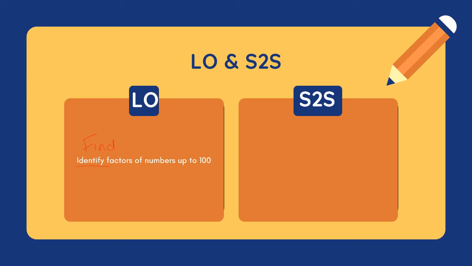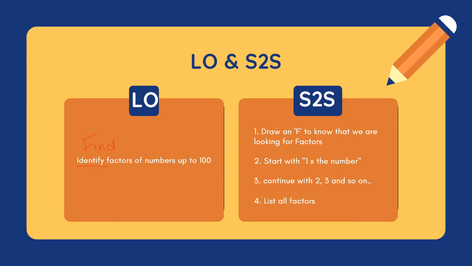Our step-to-step for today is first we are going to draw an F to know that we are looking for factors. I will show it to you later on. Step 2 is we are going to start with 1 times the number. And step 3 is we are going to continue with 2, 3, and so on. And the last step would be we're going to list out all the factors.